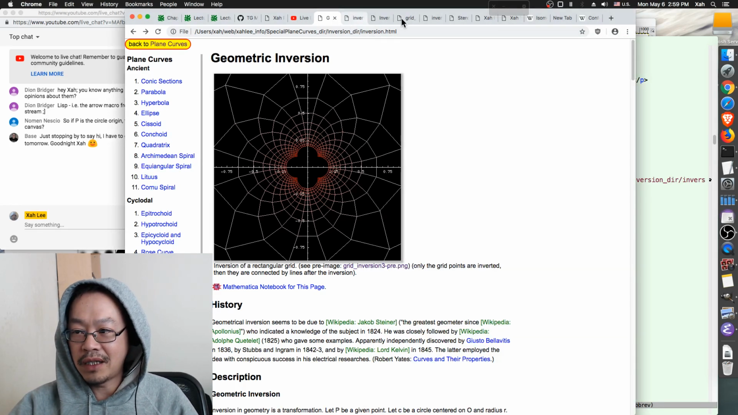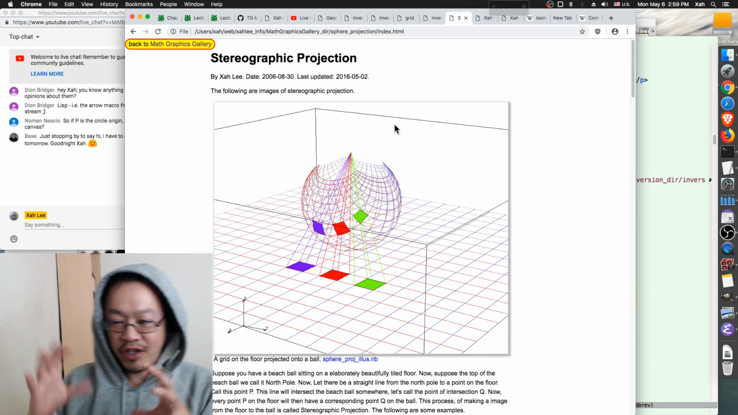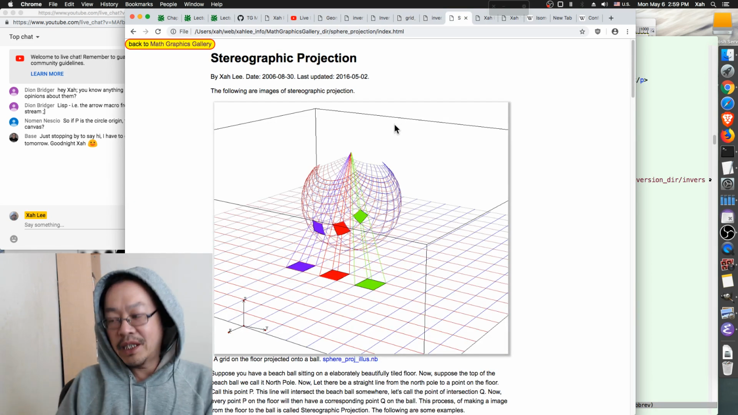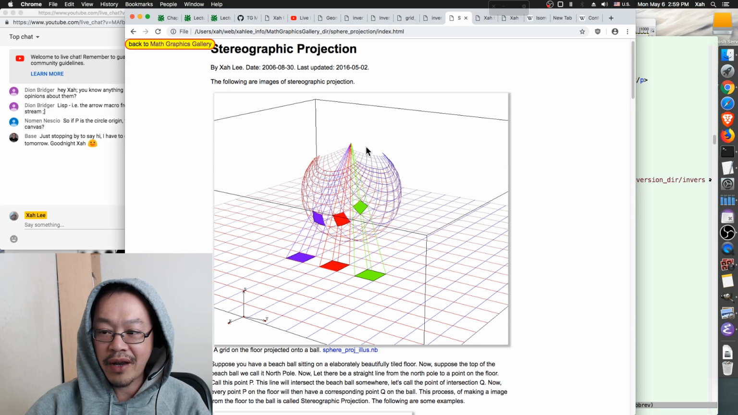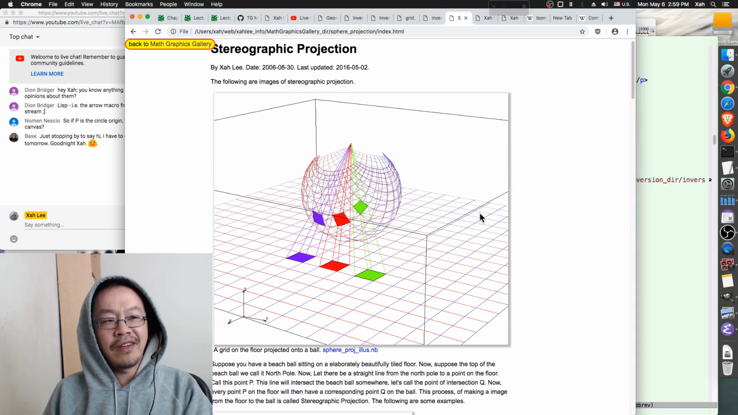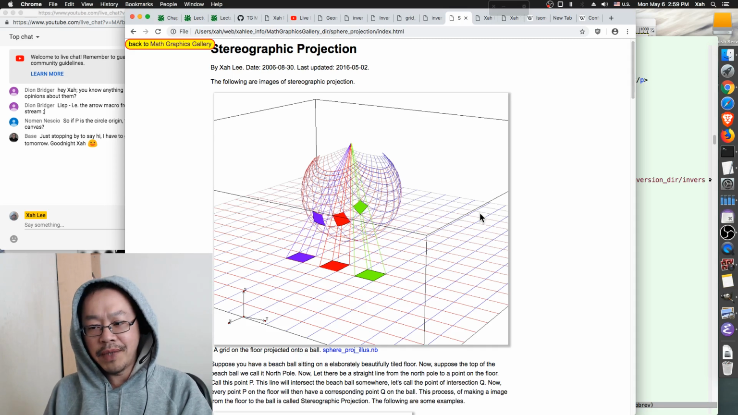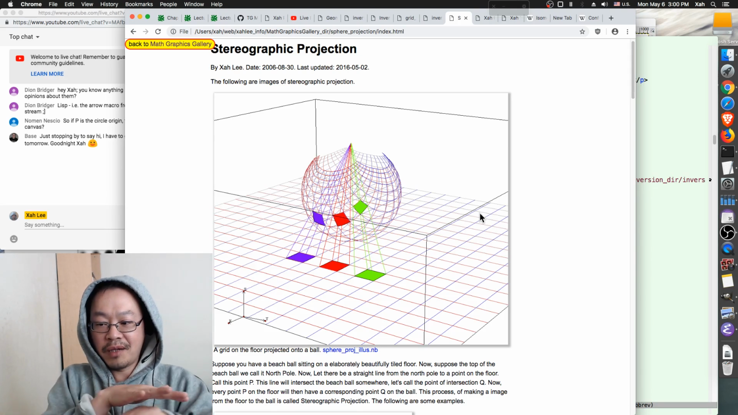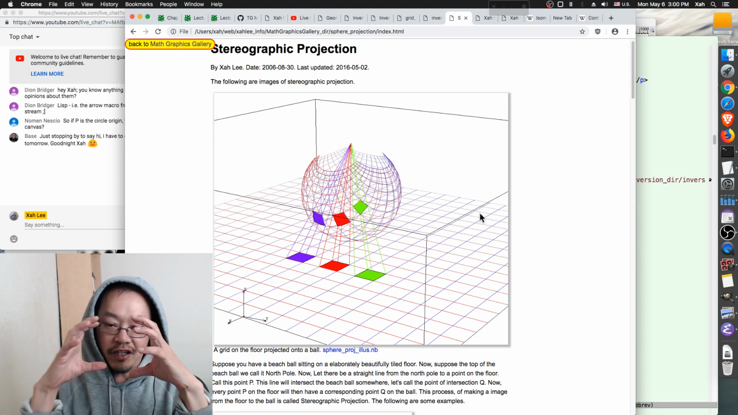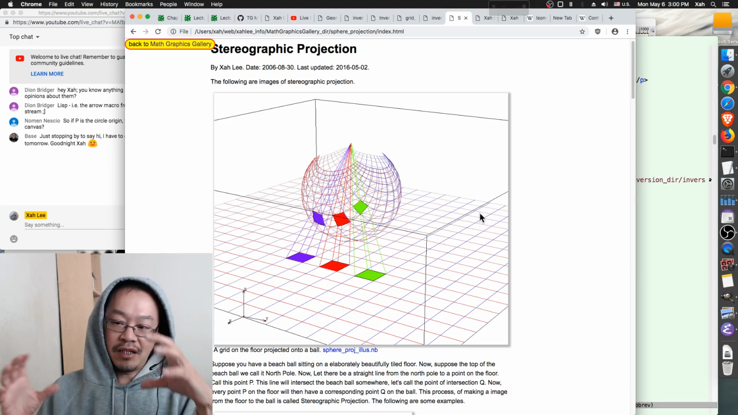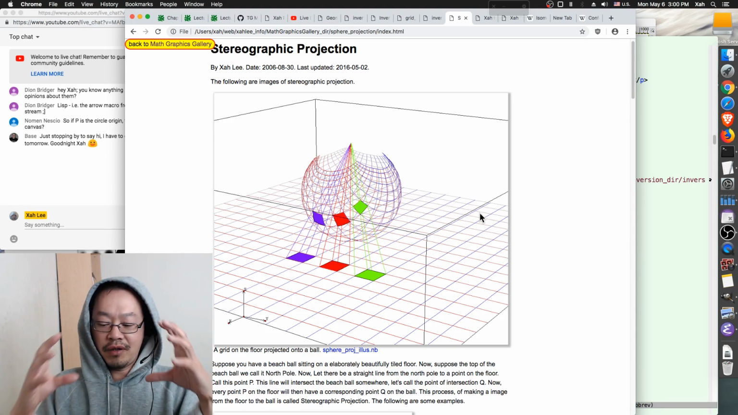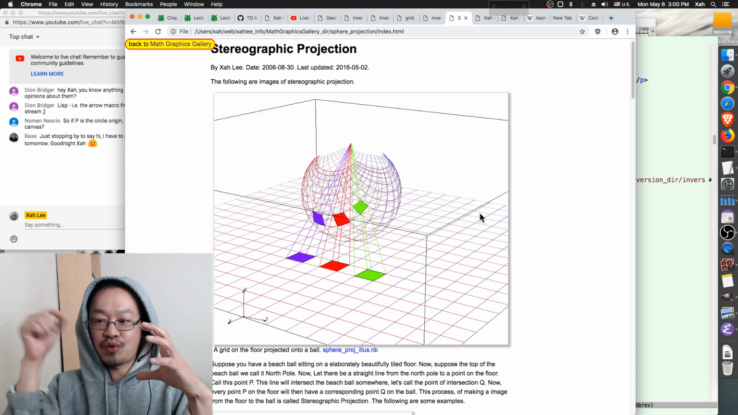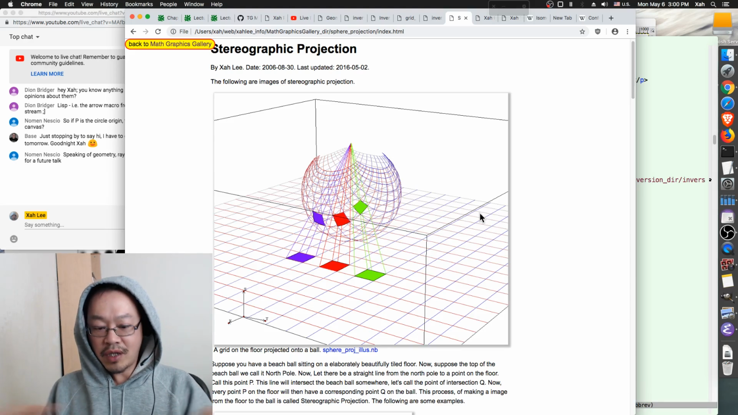But let's talk about stereographic projection, and how it relates to geometric inversion. Okay, now stereographic projection is a geometric transformation. It's a function that maps a point on a plane to a point on a sphere, a ball, or vice versa. You can map a point anywhere on a ball. Imagine a football, and you draw a point on the ball. You want to have a corresponding point on a plane.